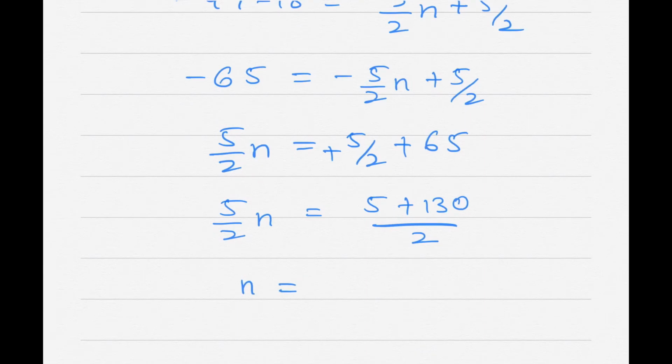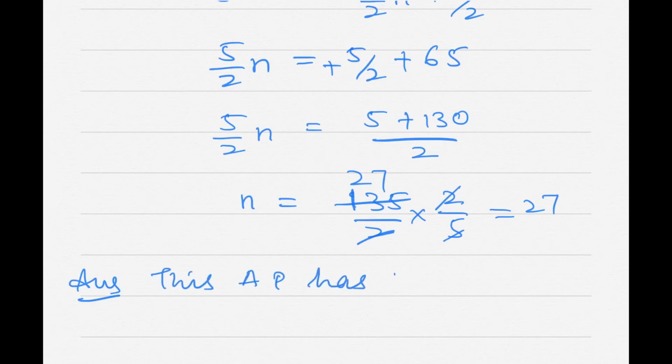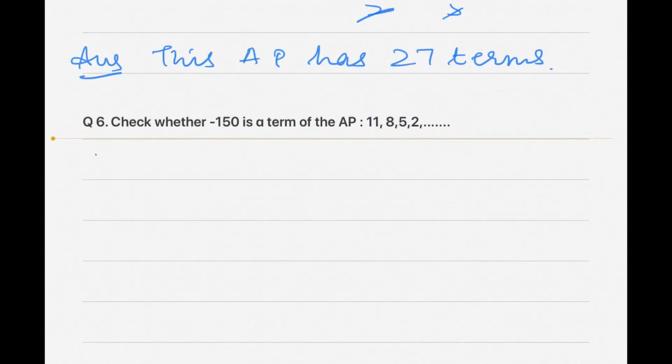Now 5 by 2n is equal to 5 plus 130 by 2. So n is equal to 135 by 2 into 2 by 5. 2 gets cancelled, 5 times 27 is 135. So n is equal to 27 terms. So now I can write down that this AP has 27 terms. Okay guys, let's move to the next question.